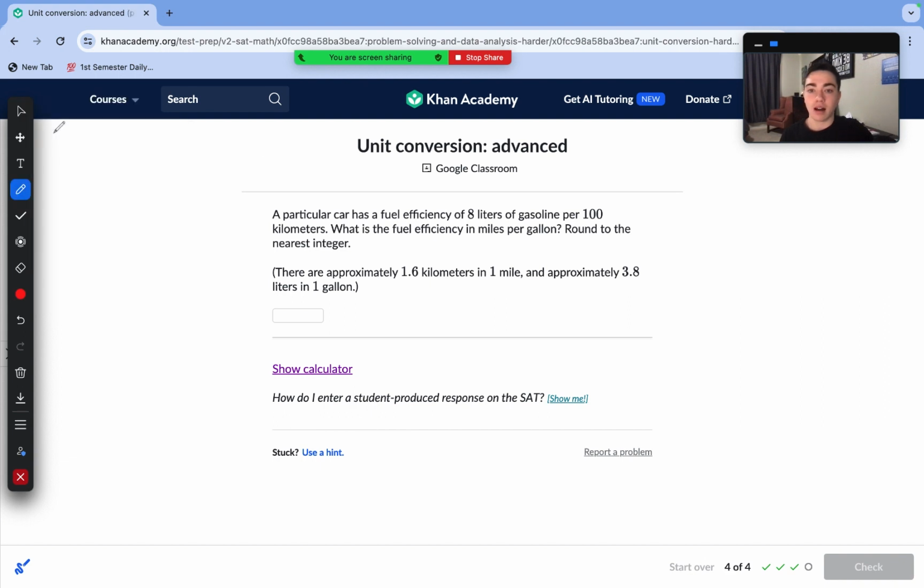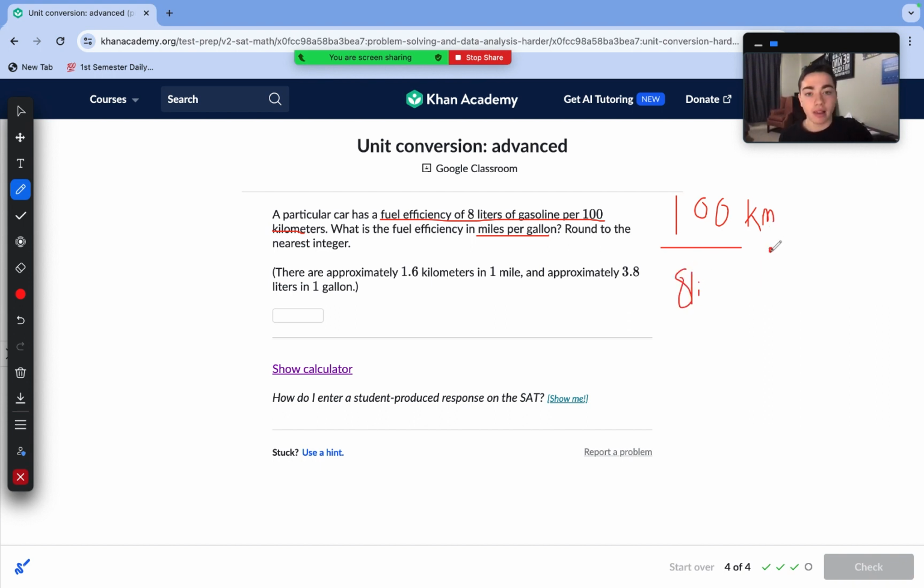A particular car has a fuel efficiency of 8 liters of gasoline per 100 kilometers. What is the fuel efficiency in miles per gallon? Of course, we are doing 2 unit conversions here. Liters to gallons, kilometers to miles. So let's just set this up first. So we have miles per gallon, so we're going to be having our distance over our liquid amount. So first off, we have 100 kilometers per 8 liters of gasoline.